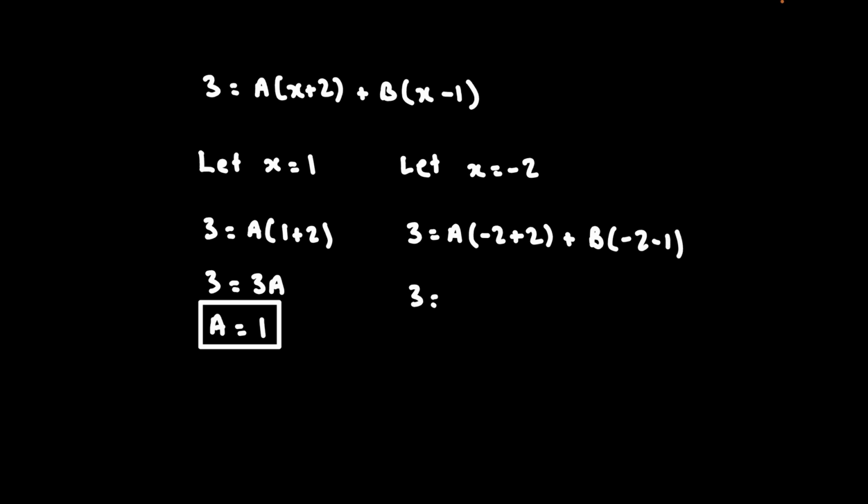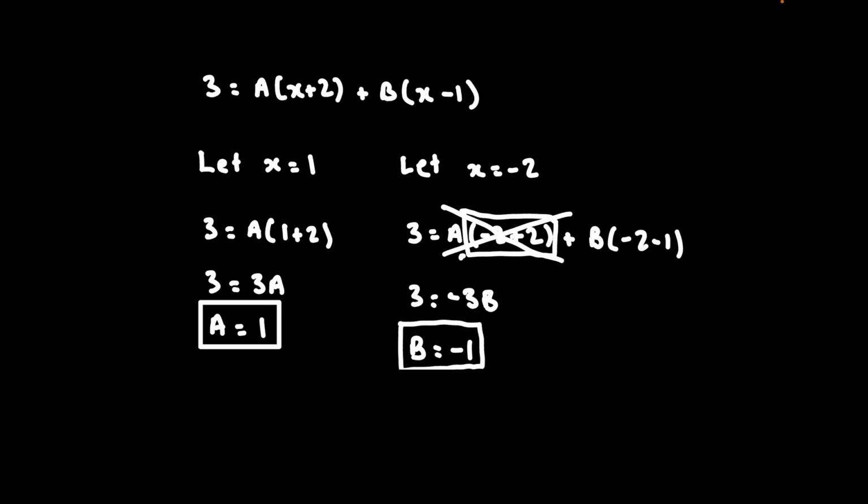We can see that minus 2 plus 2 is equal to 0, and a times 0 is simply 0. So this entire term cancels out. And so what I'm left with is 3 is equal to minus 3b. And minus 3 I got by doing minus 2 minus 1. That's minus 3. And b is simply equal to 3 divided by minus 3. And simplified, that's equal to minus 1. These are the two values of b which I have got.